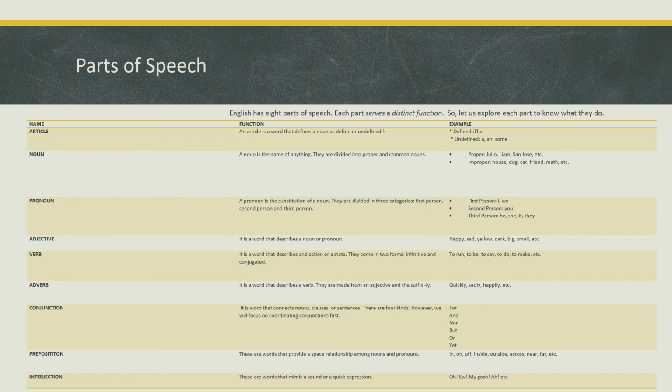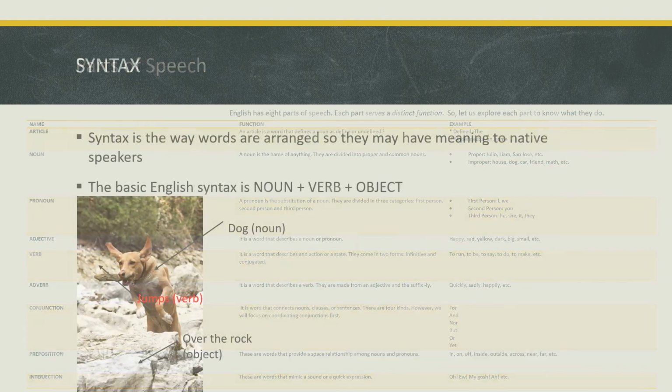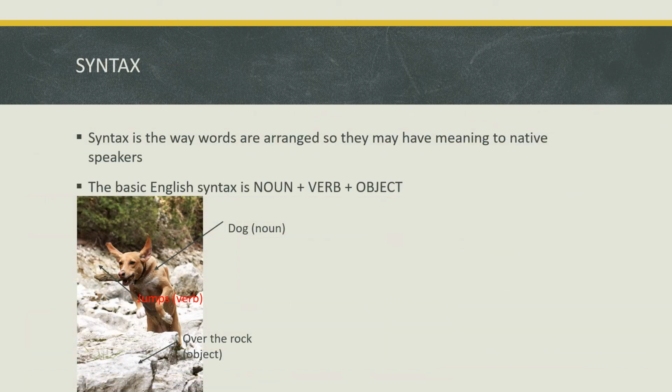Laura's keys are in the drawer. Again, it tells you the relationship between the keys and the drawer. It shows how the space is shared. The last one we have here is the interjection, which is basically simply a noise that we make to accentuate a statement.